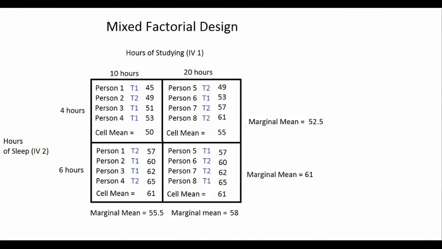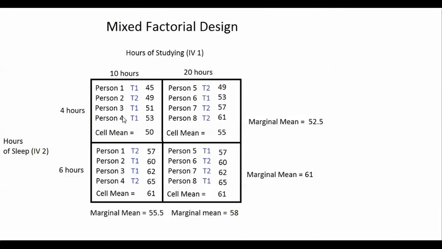Here's a different example of a mixed factorial design. In this experiment right here, each participant is assigned to either the 10-hour condition or the 20-hour condition, and each participant goes through both the 4 hours of sleep and the 6 hours of sleep. So these 4 people right here, person 1, 2, 3, and 4.